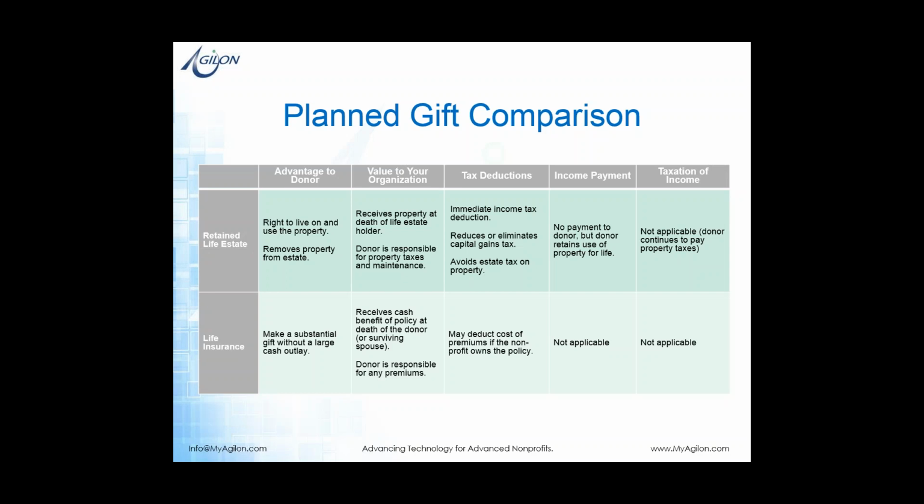With retained life estates, they get an immediate tax deduction when they donate the property, and it eliminates capital gains and estate taxes on the properties. And with the life insurance, they get the deduction of the premiums if the policy is transferred to your organization. So they're paying premiums on the gift, if you will, and that can be tax deductible. And of course, the benefits of the life insurance policy aren't taxed in their estate because that policy is essentially benefiting your organization. So there's no tax liability there either.